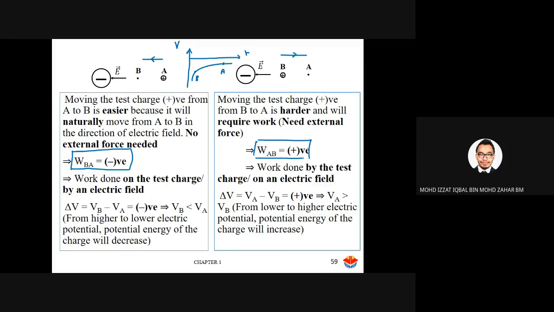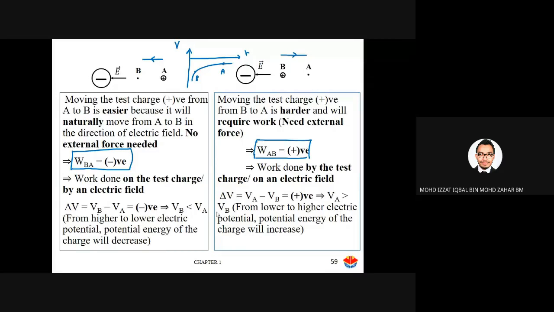Kamu okay tak ni? Okay, sir. Okay. Okay, sir. Okay, sir. So for this one, you will see that VA is actually higher than VB. So VA is bigger than VB. Itu je lah yang dia nak sebut.